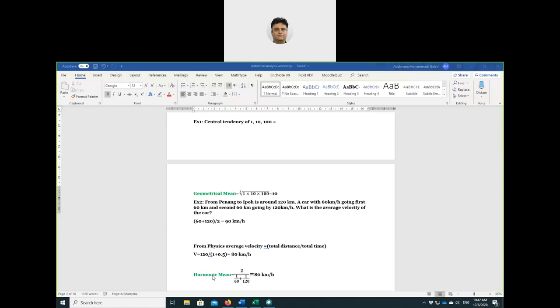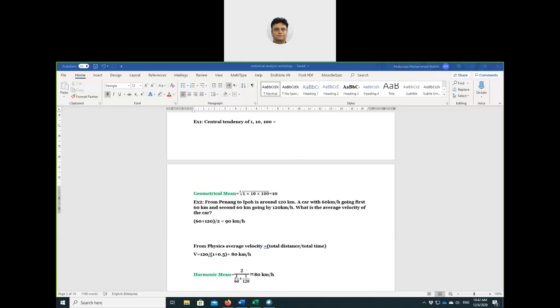In harmonic mean, if we have data like this, 120, 120, 60, and 120, so we have two data. Instead of adding together 60 plus 120, we invert the data: 1 over 60 plus 1 over 120, and we divide the number of data by this addition. It will be 80 kilometers per hour.